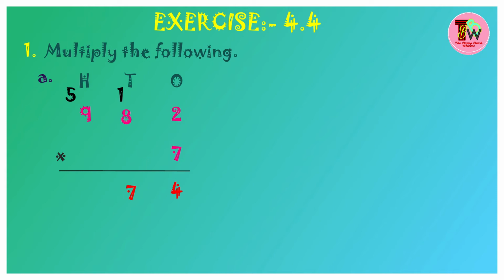And at last 9 is written in the hundreds column, so we have to multiply 9 by 7. 9 7s are 63. Plus 5, 68. So 8 we write in the hundreds column, and 6 we write in the thousands column. So the product is 6874.